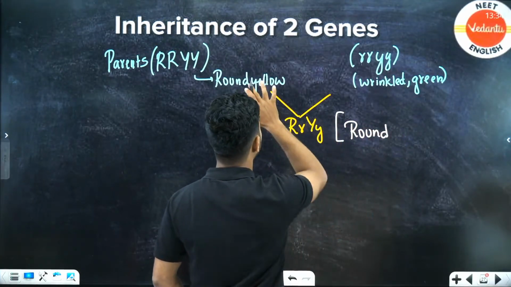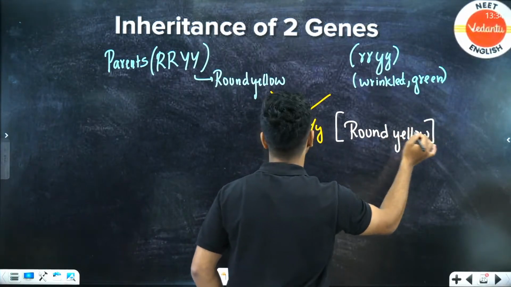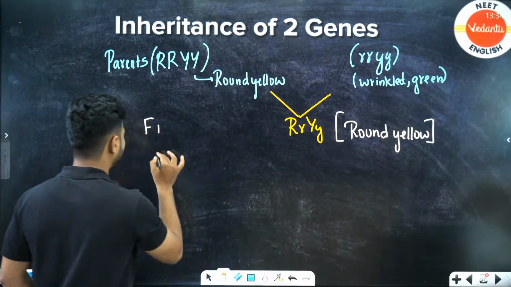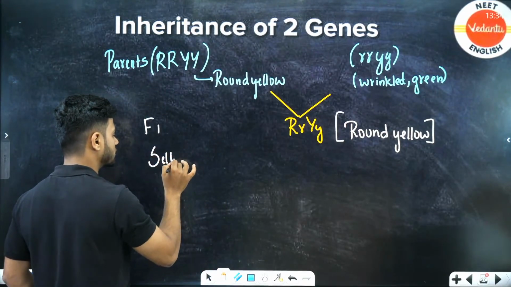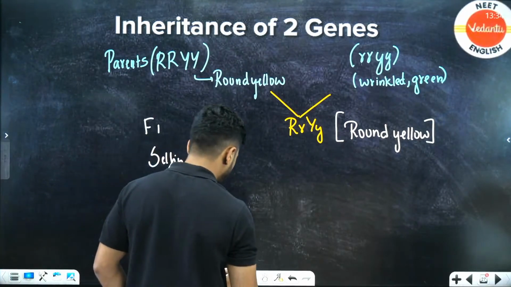Small y, capital Y is dominant, so yellow. It's going to be round and yellow in the case of F1 progeny. Okay. Now what is the next step? Selfing of F1. Next thing is going to be selfing of F1. Now what do we do in selfing of F1?